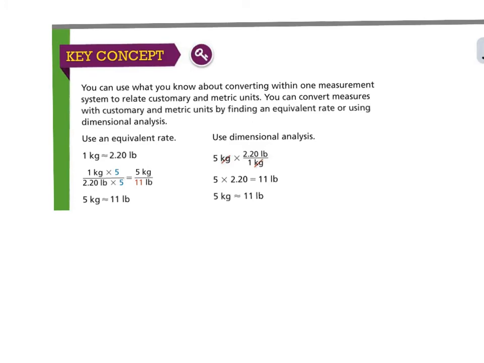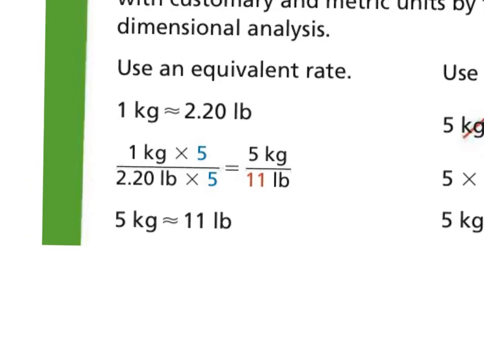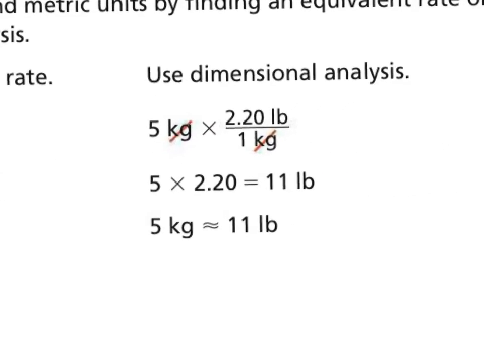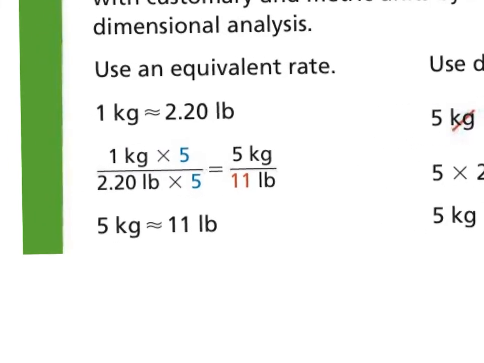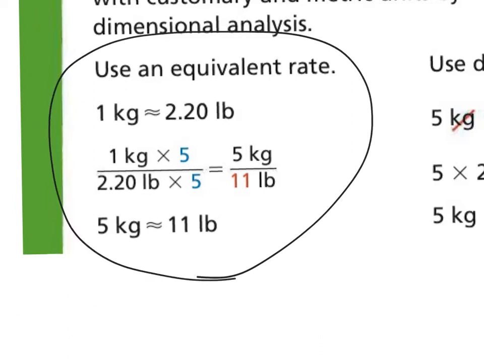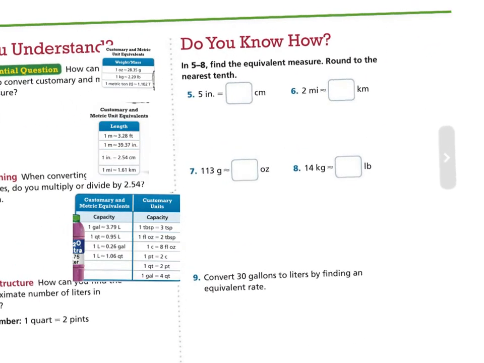So the key concept just mentions different ways we can do this with equivalent rates, which is like using proportions or using dimensional analysis. And again, using proportions is more what we've been talking about. So this is probably what I would do to try to work this problem out. What I've done here is copy and paste the different conversion tables that they have in this section, just so we can use those as we go through these problems.